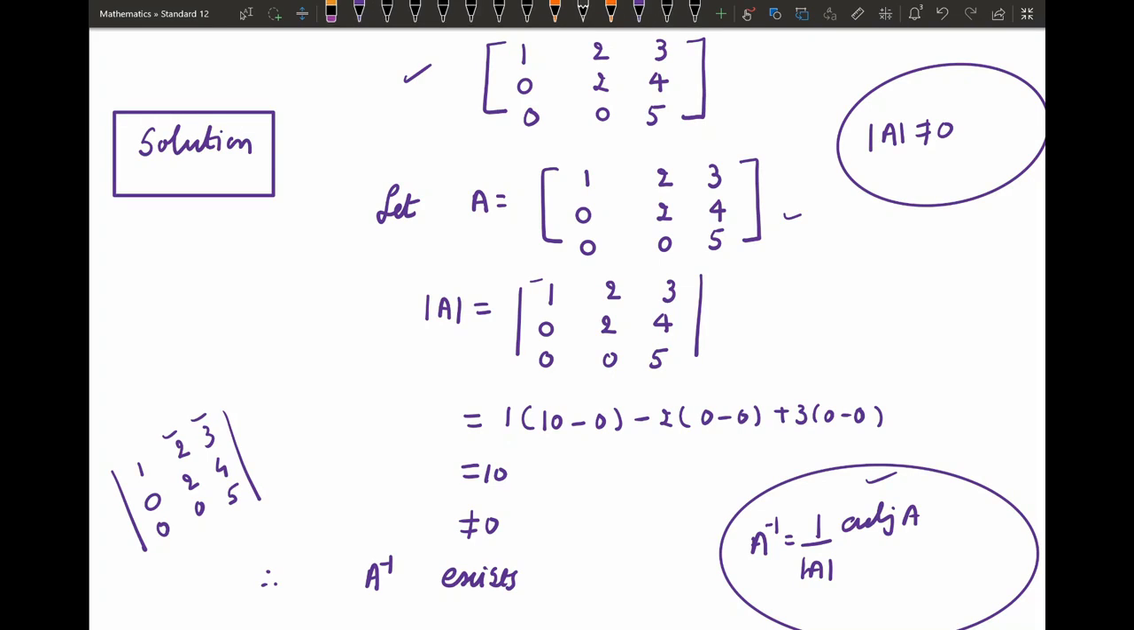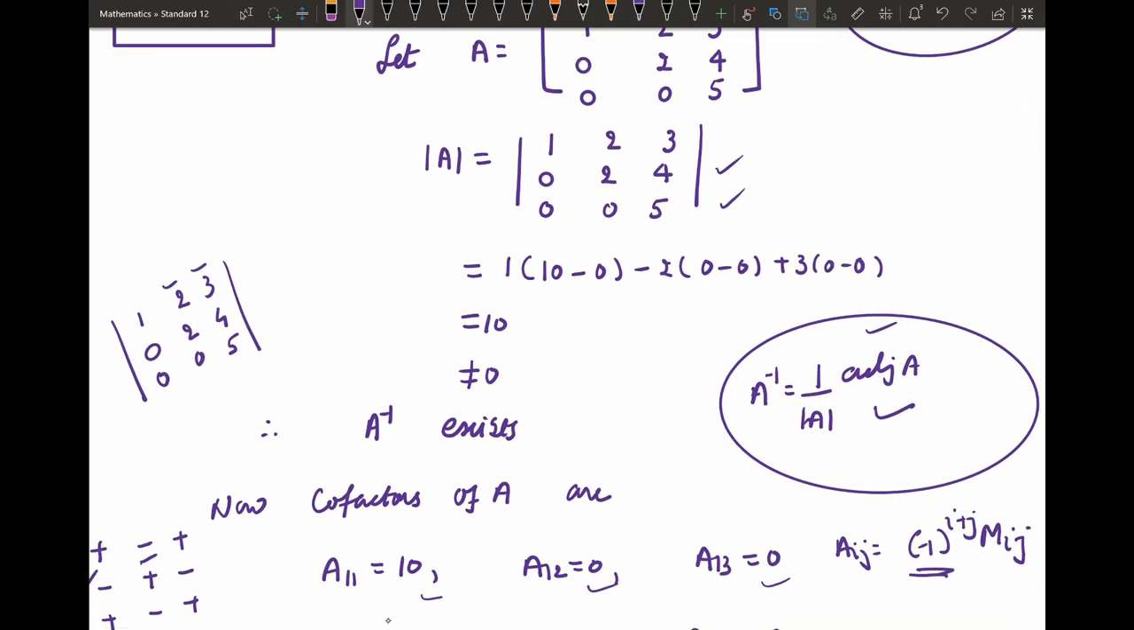Now we know the formula for the inverse of a matrix is A inverse equal to adjoint A upon determinant A. So the denominator should not be 0. First we have to verify the condition of existence of the inverse. For that purpose we evaluate determinant A, the determinant 1 2 3 0 2 4 0 0 5. Now when you evaluate this determinant, its value is 10.